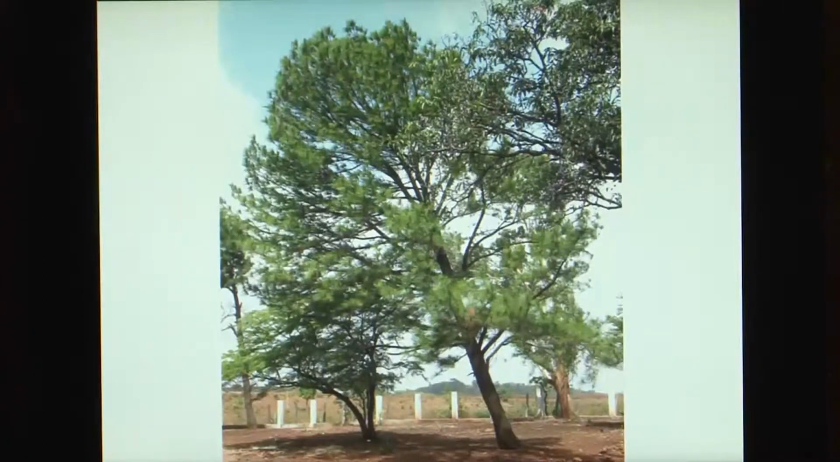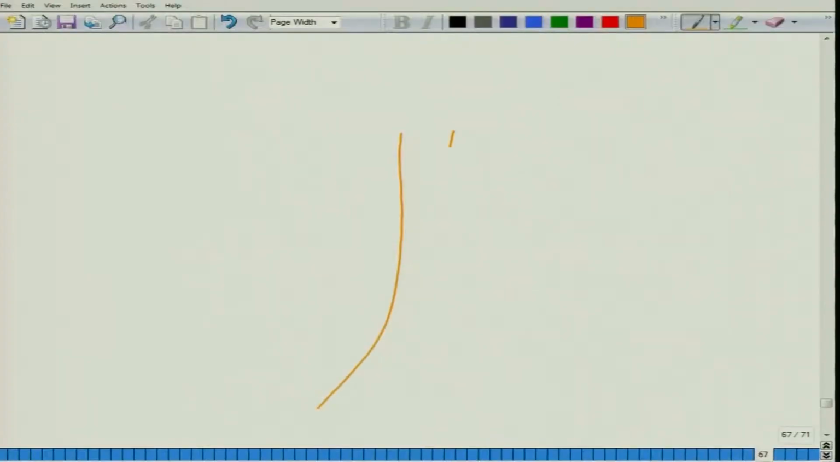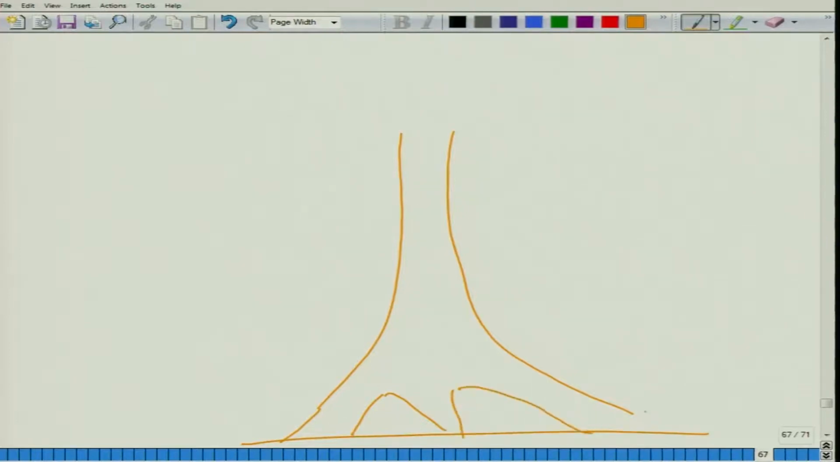Now, suppose your tree had a big buttress. Now, what is a buttress? A buttress means that in some areas you have the roots that are extremely protruding. So, this is your ground level and here you have very thick roots. So, because these roots are extremely protruding, this diameter becomes very large.